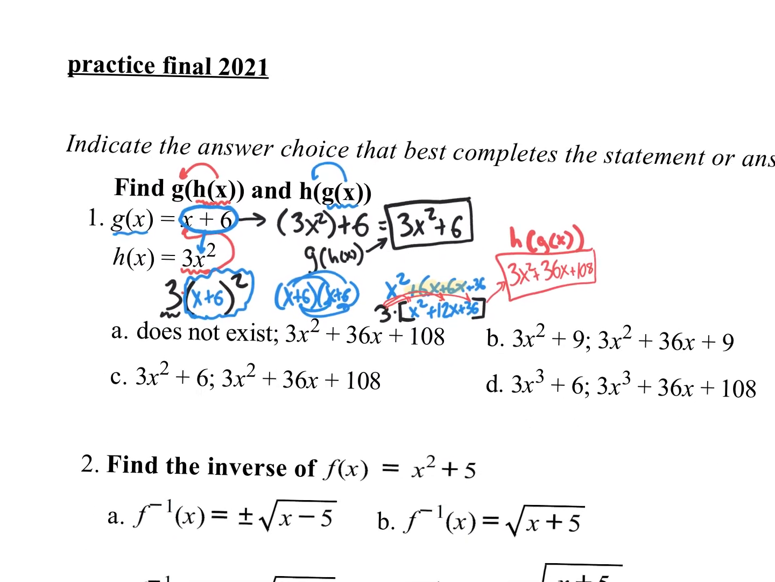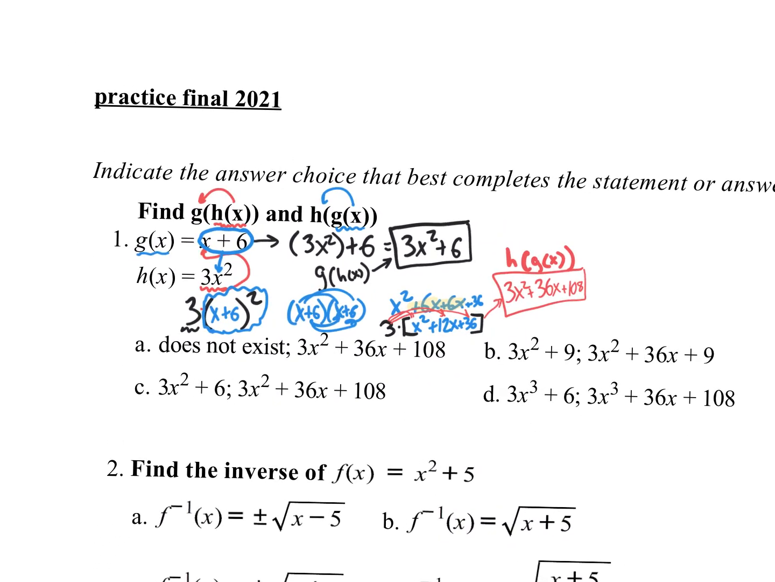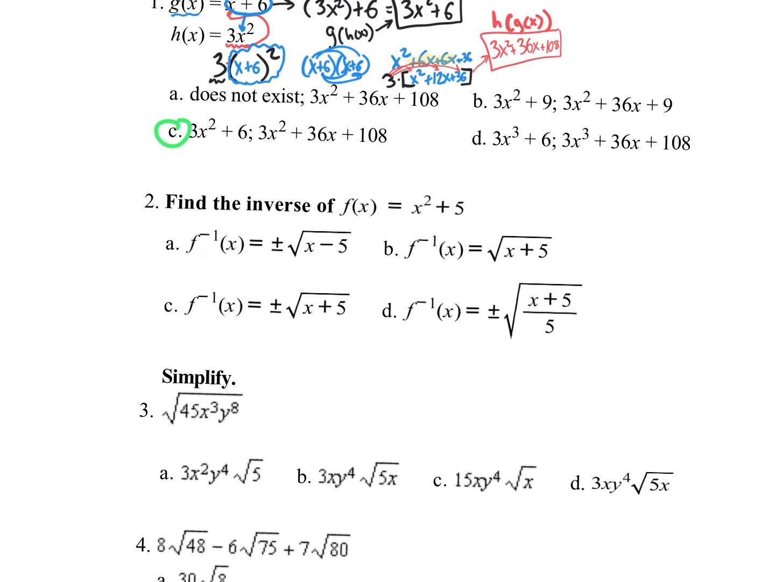And of course, this is a multiple choice problem. So let's see. Does not exist? No, they both existed. We have 3x squared plus 9, and that was not it. It's 3x squared plus 6. So where's 3x squared plus 6? Here it is. That's the first one, the g of h of x. And the second one, h of g of x, is 3x squared plus 36x plus 108. Again, I'm just verifying. Okay, so that is the correct answer. Voila. So far you have an A+.